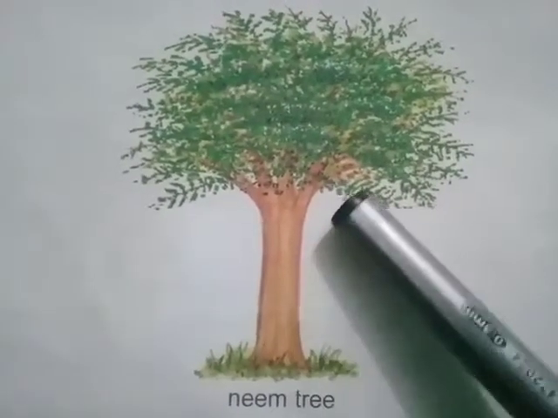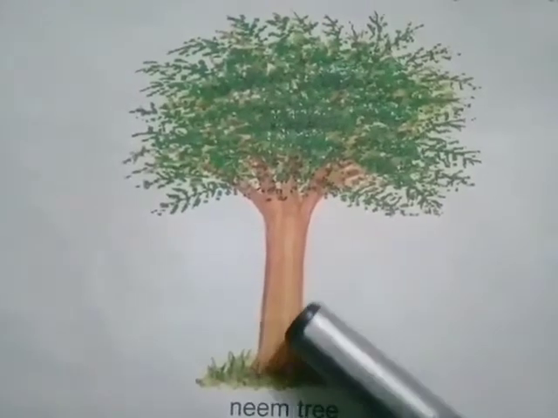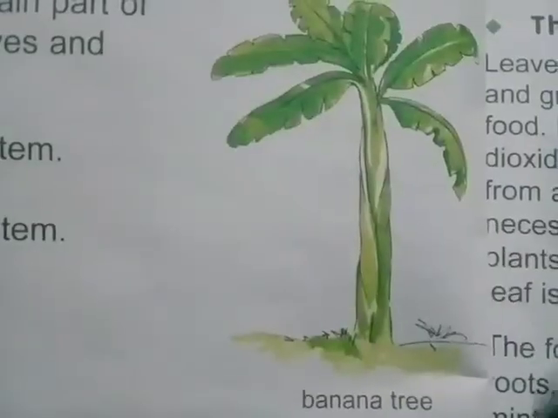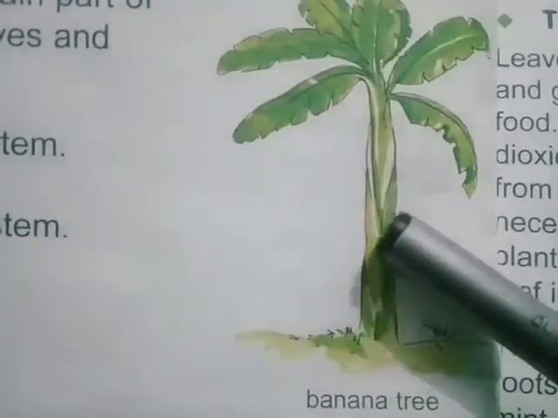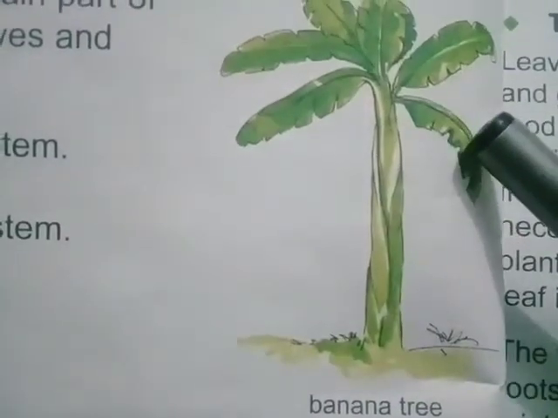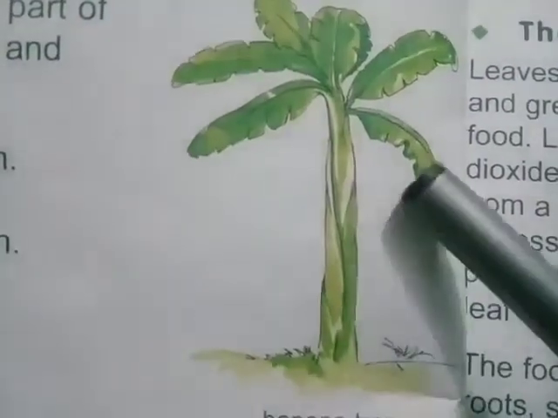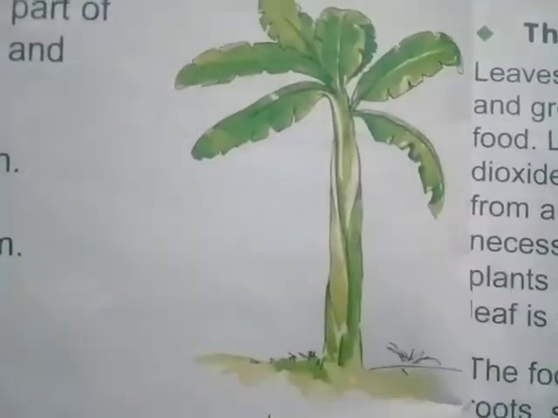The functions of a stem are: it gives support to the plant. It transports water and food to the different parts of the plant. And it sometimes stores the extra food.